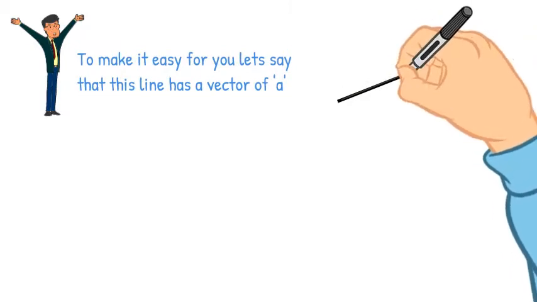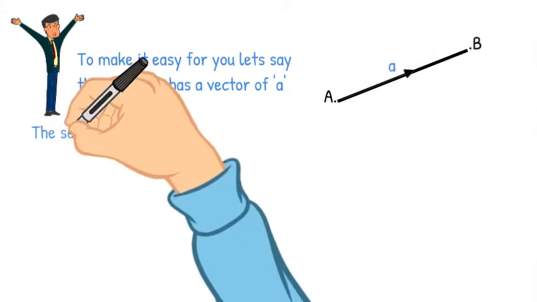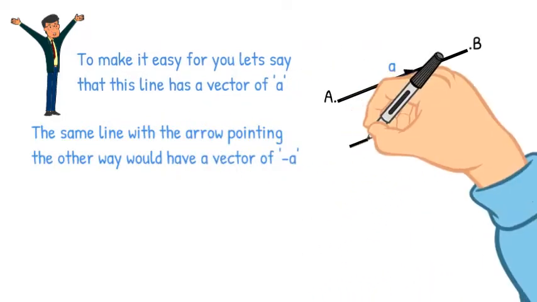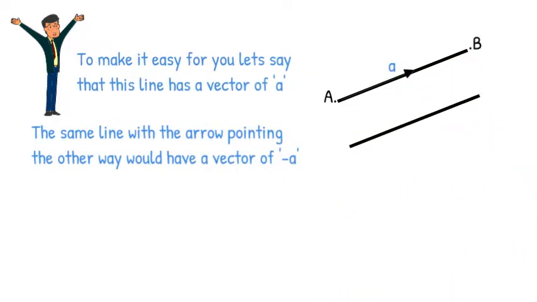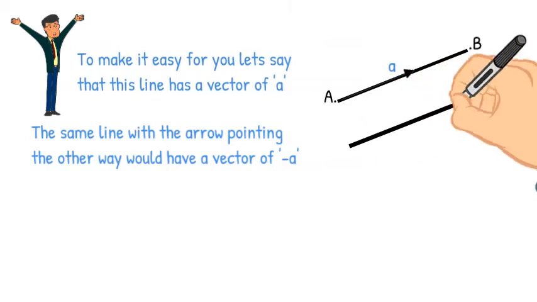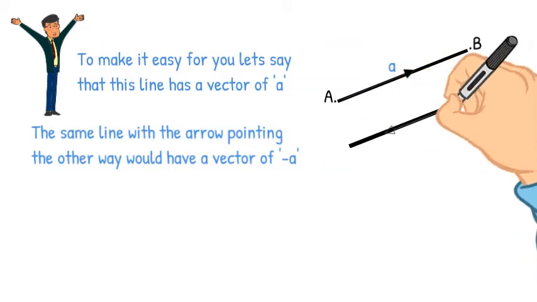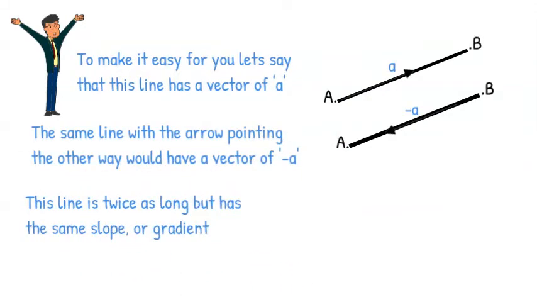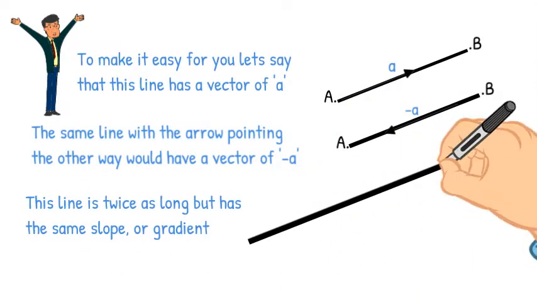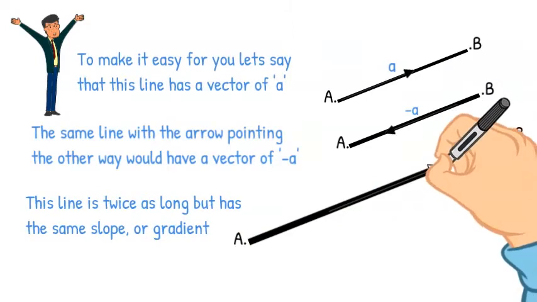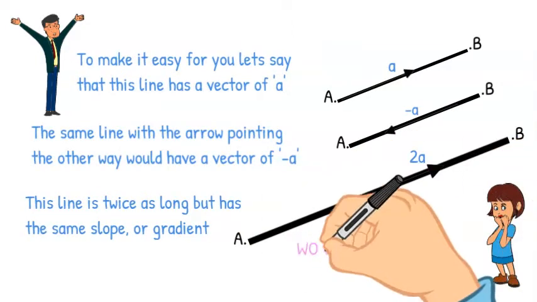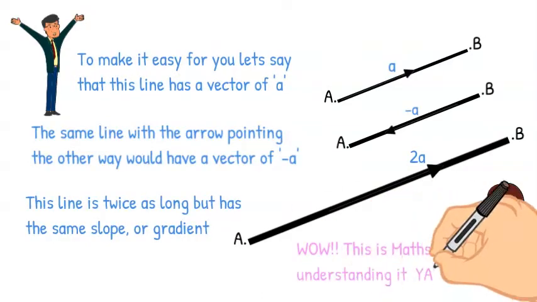So any straight line can be given a vector, a or b or c. If the same line is drawn backwards, then the vector will be a negative value of that same letter. If the same line is drawn at twice the length, then the vector is twice the value of that same letter. Okay?